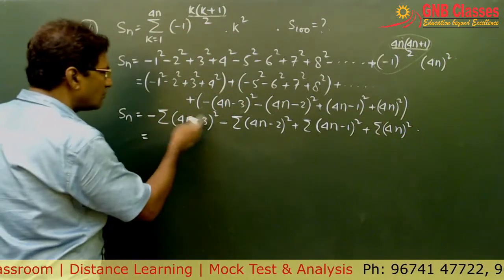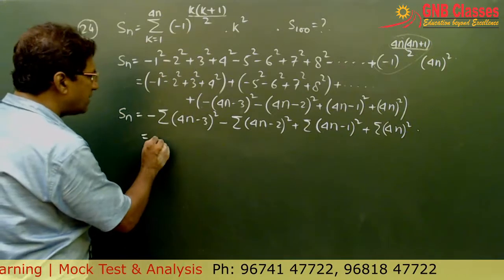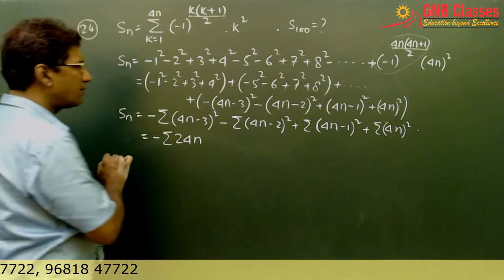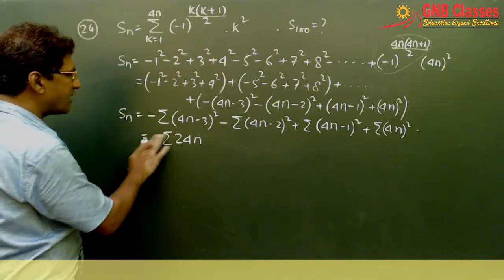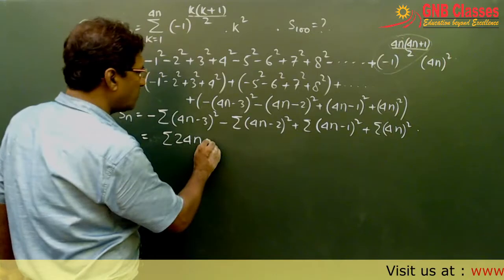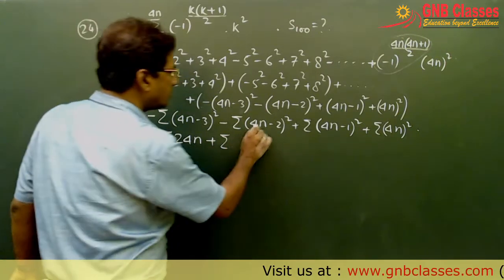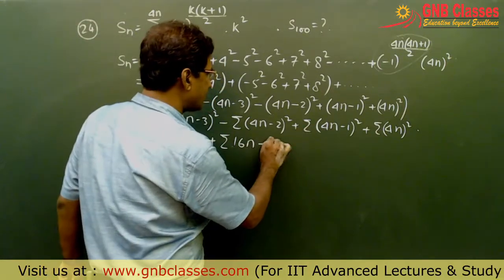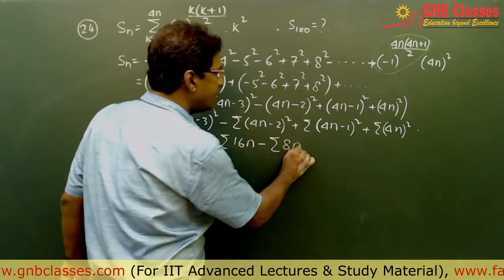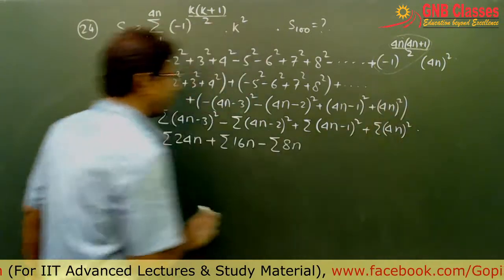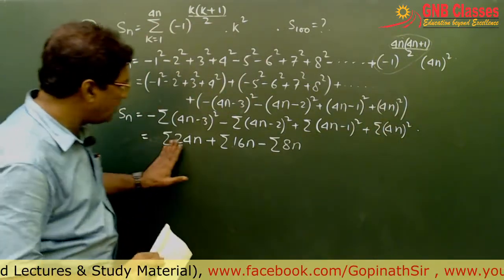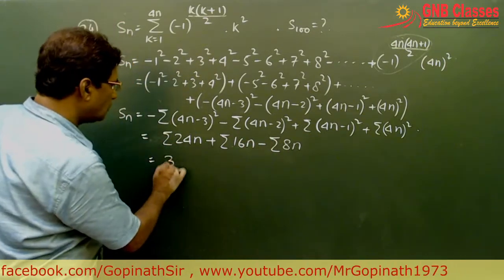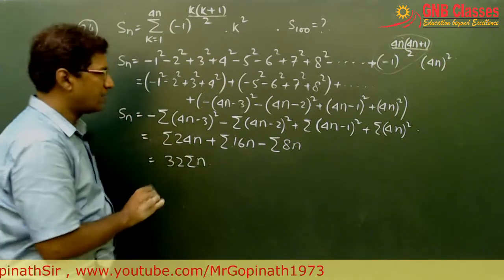Now from here, twice AB will give you what? Minus sigma 24n. And this minus will become positive. Again, this one will also be positive. Sigma 16n. From here we are getting minus sigma 8n. This term has already got cancelled. So what are we getting only from this one? We are getting 32 sigma n, right?